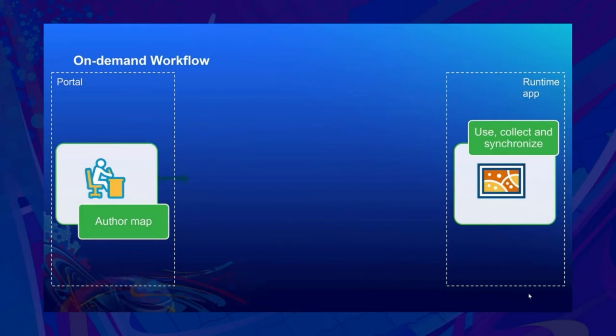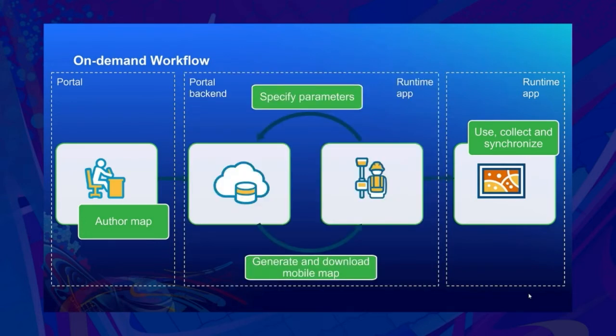So we looked at the pre-planned workflow. Let's take a quick look at the on-demand workflow. Again, we have a web map author and we have a runtime app that wants to use that map offline to collect, synchronize, and so on. So the web map author creates the map, and that's all they have to do, because all of the work to take the map offline is done or kicked off by the runtime app.